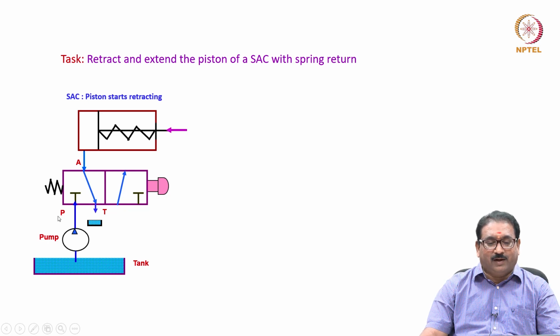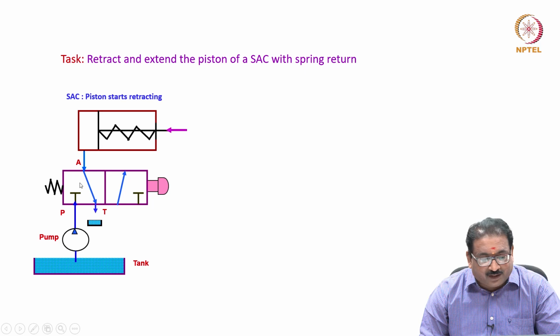See friends, here I have drawn the single acting cylinder with a spring return connected to your 3 by 2 way valve. Always, whether we connect here or here, as I have told you, it is always in the retracted position. That is why I am connecting the A port to the tank. Then only it will come back using the spring force. When you press this button, what happens? This flow will connect to the head side, and it will move.